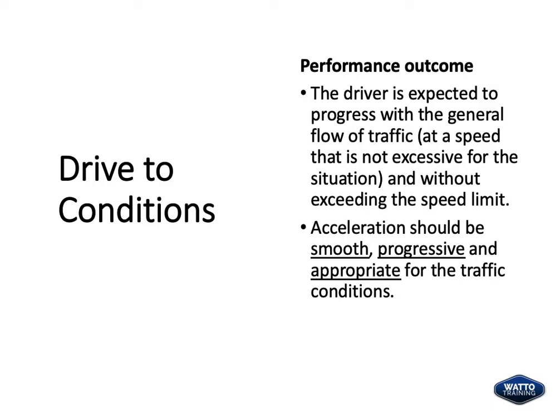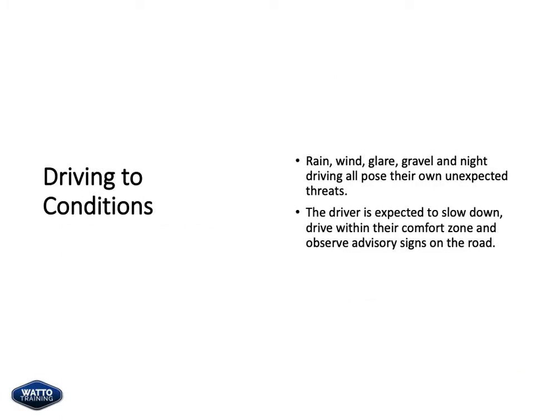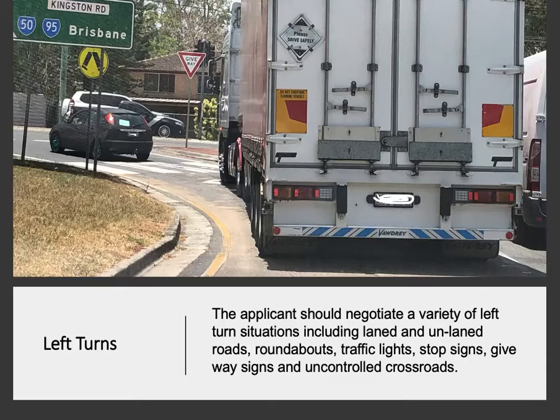Driving to conditions. The driver is expected to progress with the general flow of traffic at a speed that is not excessive for the situation and without exceeding the speed limit. Acceleration should be smooth, progressive, and appropriate for the traffic conditions. Rain, wind, glare, gravel, and night driving all pose their own unexpected threats. The driver is expected to slow down, drive within their comfort zone, and observe advisory signs on the road.